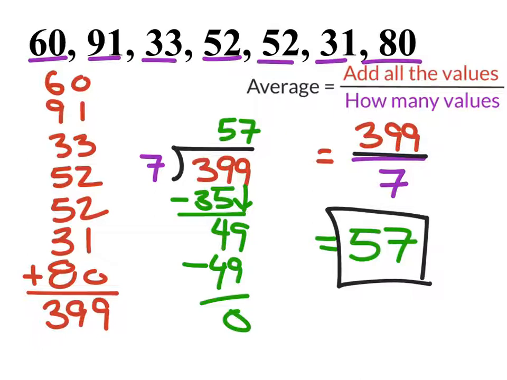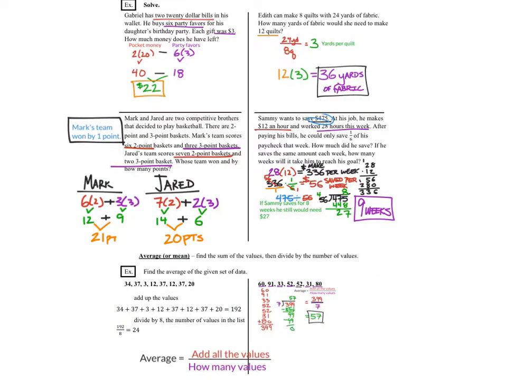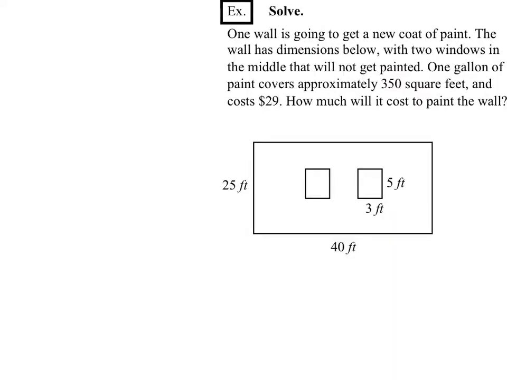So again, we just took all the values and we divided it by how many values there were. Alright, this is the last page for this section. So one wall is going to get a new coat of paint. The wall has dimensions below with the 2 windows in the middle that will not get painted. 1 gallon of paint covers approximately 350 square feet and costs $29. How much will it cost to paint the wall?